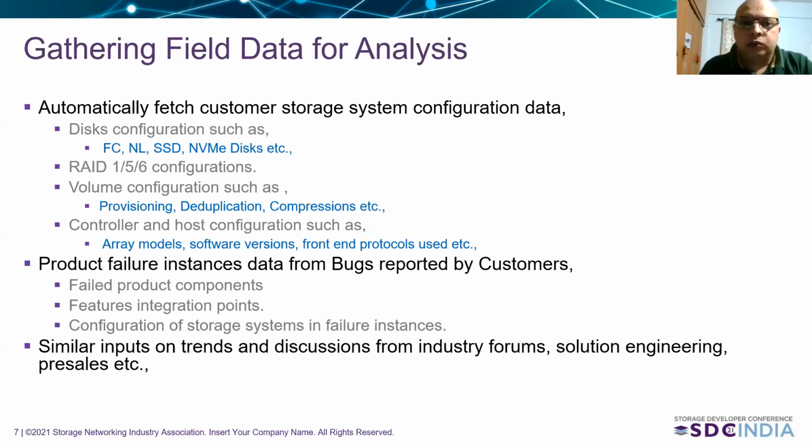Okay, coming to gathering the field data for analysis. We automatically fetched the customer storage system configuration data, such as disk configurations, different types of disks, RAID configurations, and then volume configurations, such as provisioning, deduplication, compression configurations, and then controller and host specific configurations, such as the array model, the host type, software versions, and front-end protocols used.